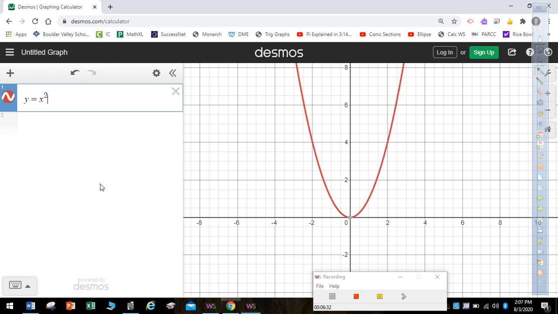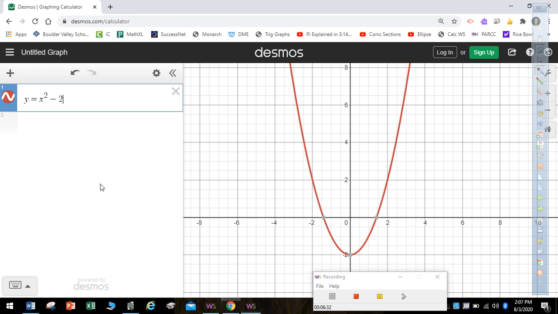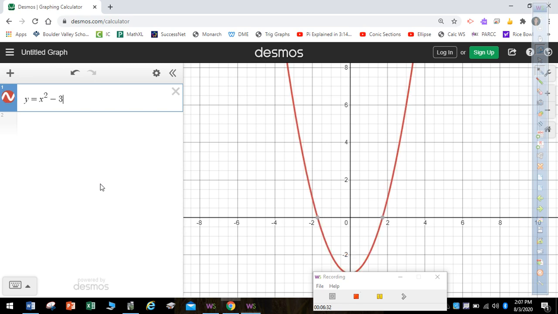Now what if we were to subtract a number? So let's go back to the original x squared. Minus 1 is going to make that go down 1 space. Minus 2 goes down 2 spaces. Minus 3 goes down 3 spaces, and so on. So subtracting a number from the end causes our function to go down.